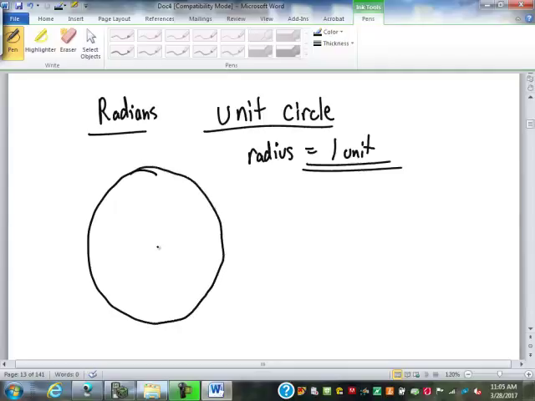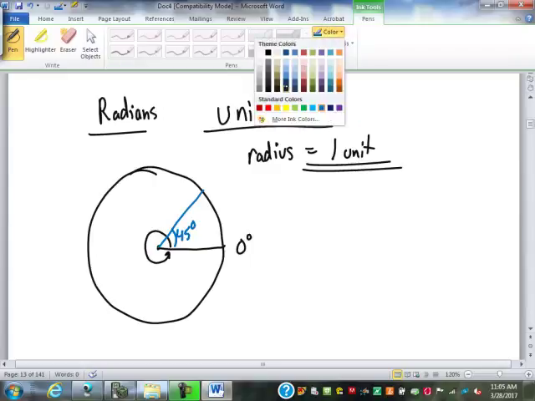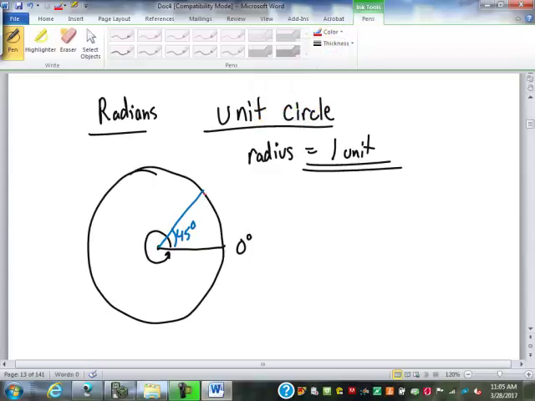So on a unit circle, this is defined to be 0 degrees, the straight east direction, right? And our angles go around it counterclockwise. So let's say that this is 45 degrees here. The radian is the length of this arc.